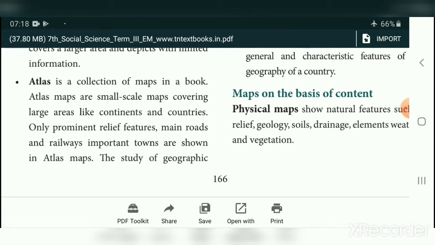Have you seen that atlas book? We can see all the continents, all the countries in the book. This is also a small scale map. Only prominent relief features, the main important and permanent relief features like mountains, hills, plateaus, plains, rivers we can see in the atlas, and main roads and railways, important towns are shown in the atlas maps.